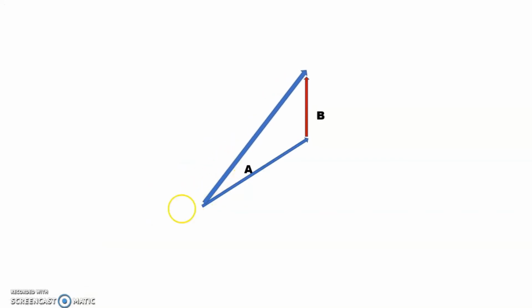So by the time we have joined the tail and the head together, what we have here is the resultant vector. So the resultant vector, which is called R, is equal to A plus B. So the addition of these two vectors, vector A and vector B, is R equals A plus B. So generally, this is how we add vectors.